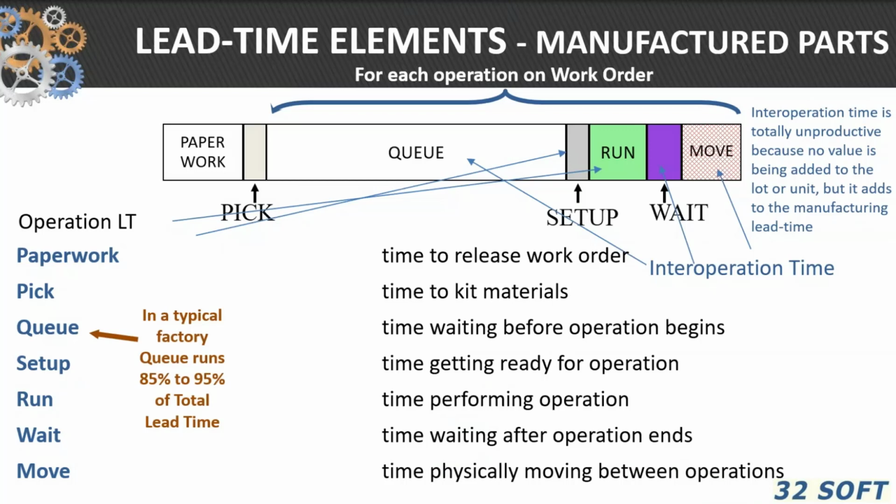As I said, Q is typically the largest portion of your manufacturing lead time, sometimes almost 85 to 90% of your total manufacturing lead time. So we want to see if we can control that, and we'll look at the input-output control process as a tool to control that Q.